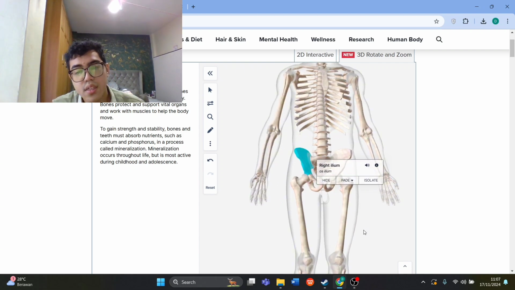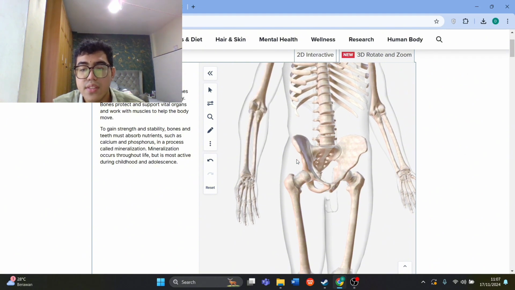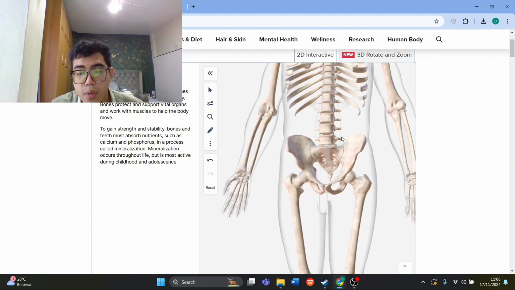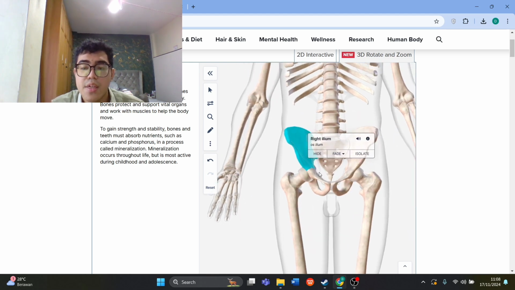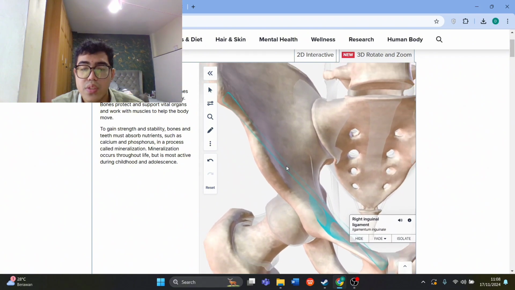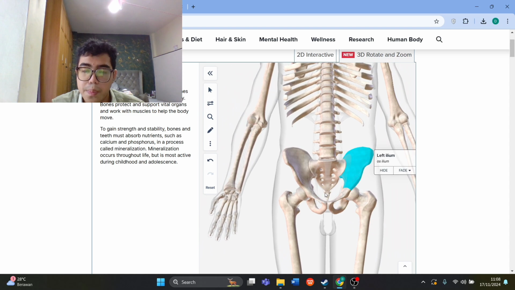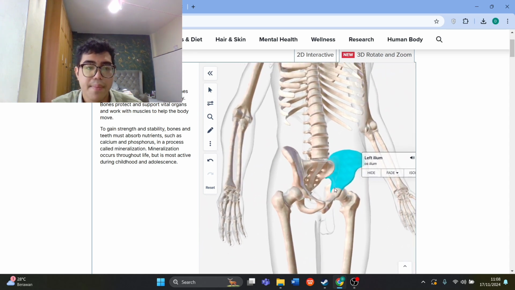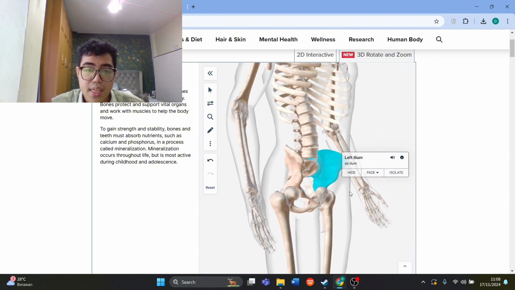So the first structure that we will be examining over here, near the coccyx, is called the hip bones. The hip bones are composed of three different bones with variable sizes. The most superiorly located and the largest of the three hip bones is called the ilium. The os ilium, or the ilium bone, is the most superior component of a hip bone.